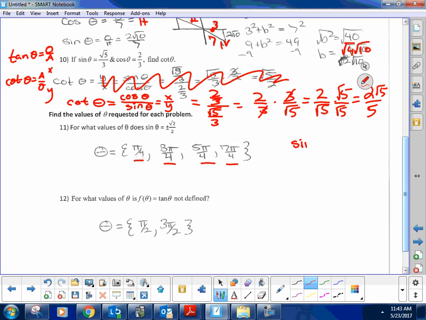So in essence, if I ask you to find sine of pi over 4, you're going to tell me positive square root of 2 over 2. The same thing would happen with 3 pi over 4. 5 pi over 4 actually produces negative square root of 2 over 2. But these are all solutions that actually produce this value that's here. And that's what's important to take away from this.